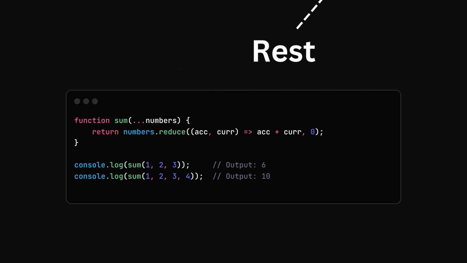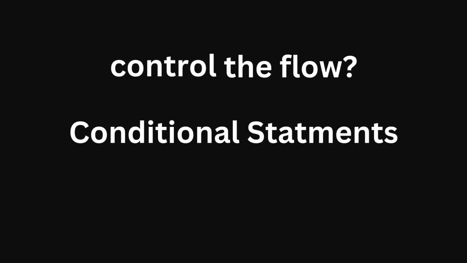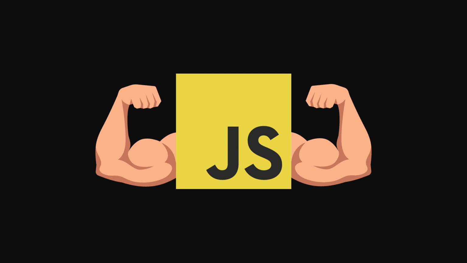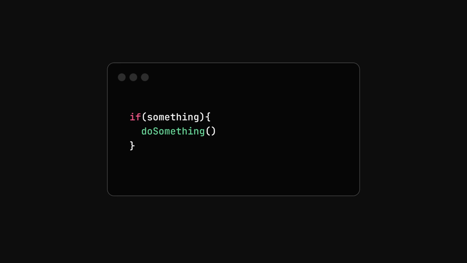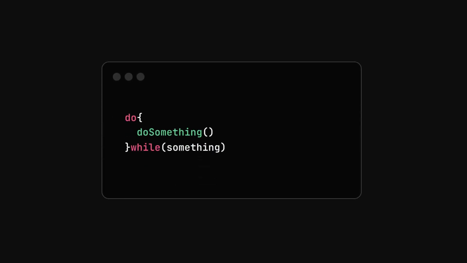If you want to control the flow of your execution, you need conditional statements. Like other programming languages, JavaScript also offers several conditional statements. The if statement, which runs a block of code only if a condition is true. The do while loop, which runs a block of code while a condition is true and checks the condition after executing the block.